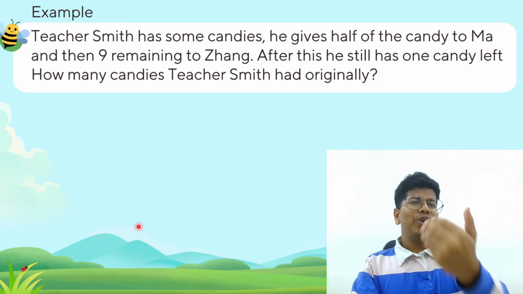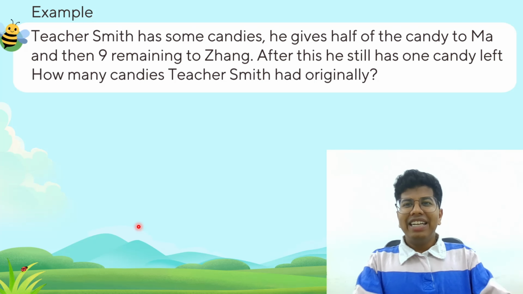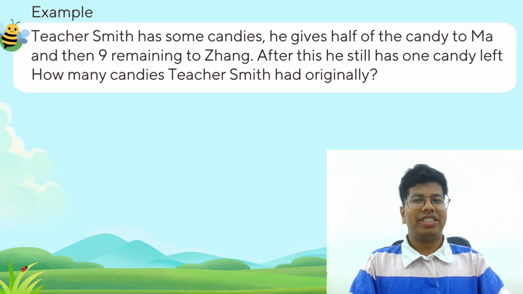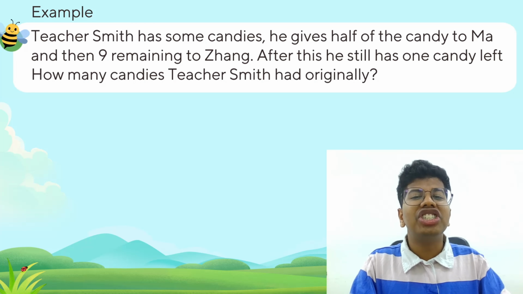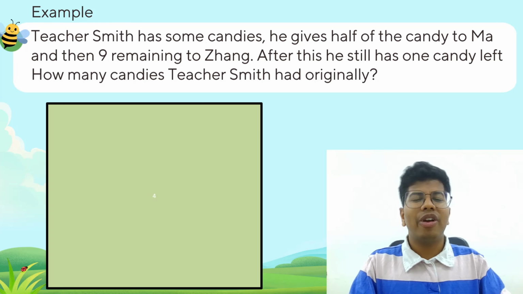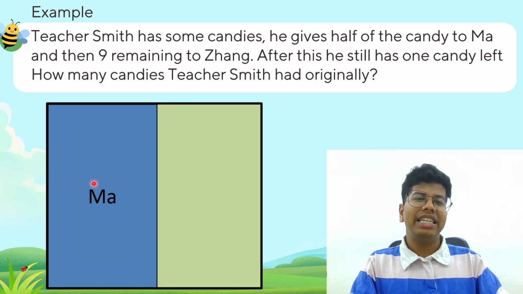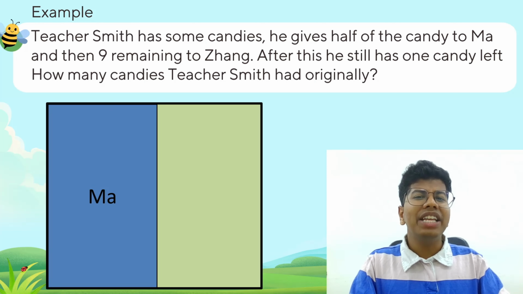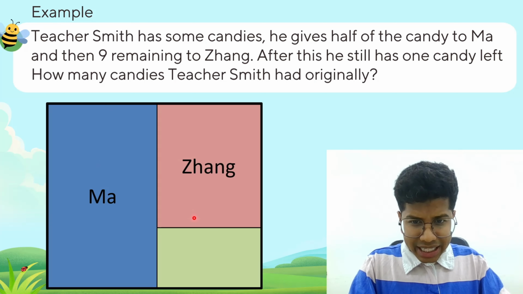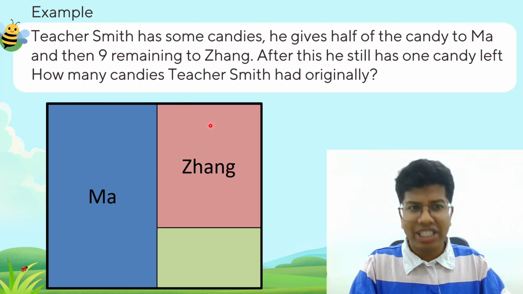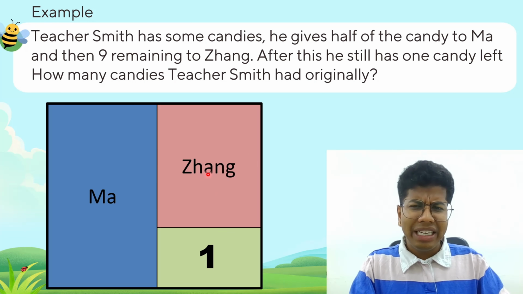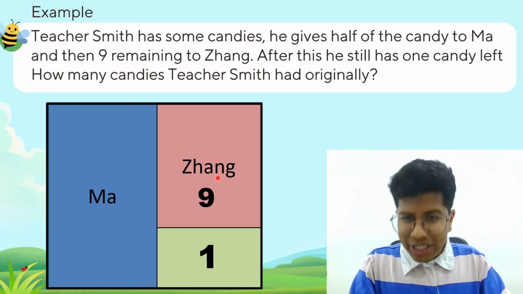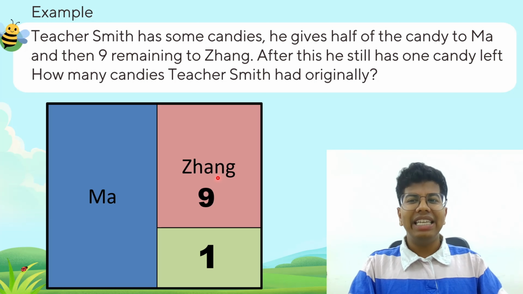Let's try to understand using my personal experience. Teacher Smith has some candies. Of course, I always have some candies. He gives half of the candy to Teacher Ma and then 9 remaining to Teacher Jang. So here, let's say this is the number of candies I have. And half of the candies I give to Ma. And 9 remaining to Teacher Jang. And this is the 9 candies I give to Teacher Jang. And after this, 1 candy is left. So to Teacher Jang, how many did I give? I give 9. The question is asking, how many candies are there?